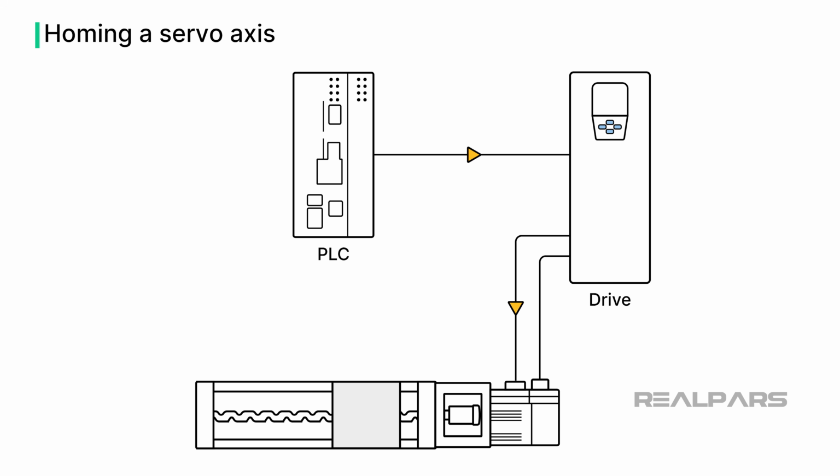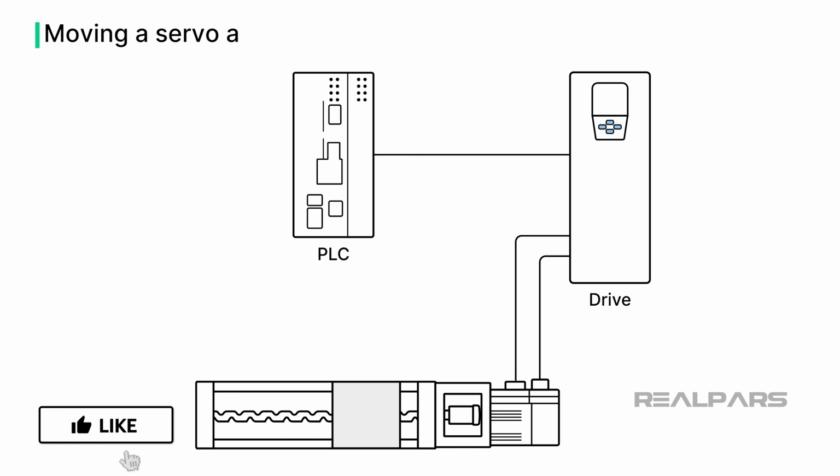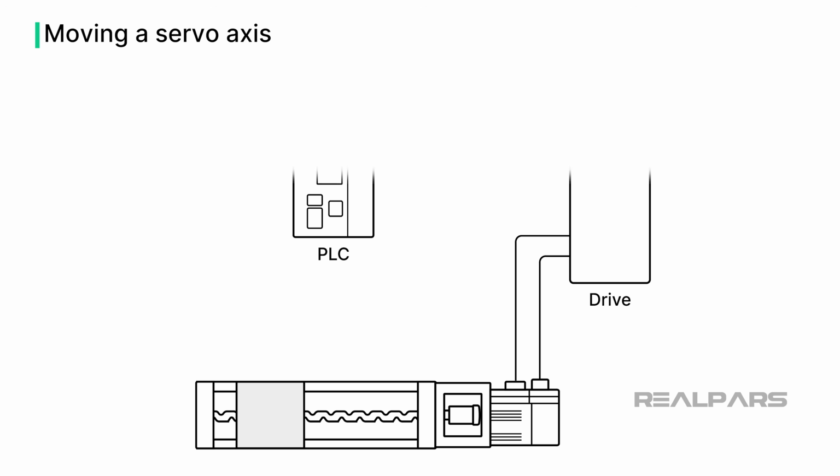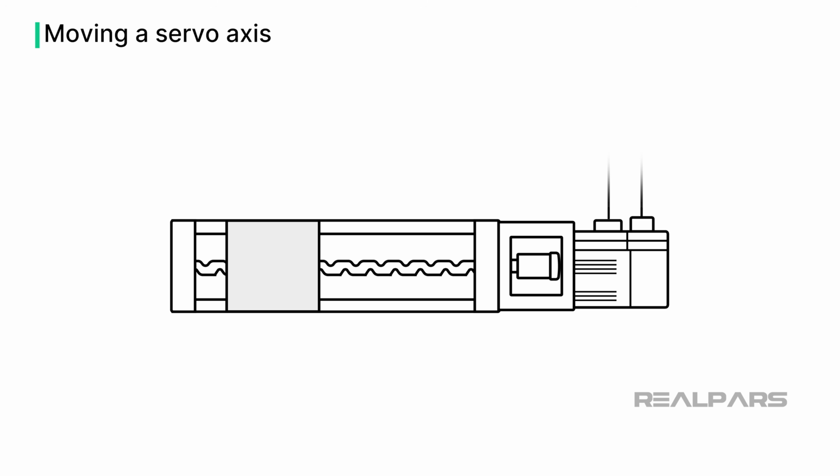After completing a homing command, the axis accurately knows its position and is ready for the next phase, moving the axis. The main objective of integrating a servo axis in an industrial application is to achieve precise positioning. Positioning an axis involves moving it to a specific location. There are various instructions available for moving a servo axis.